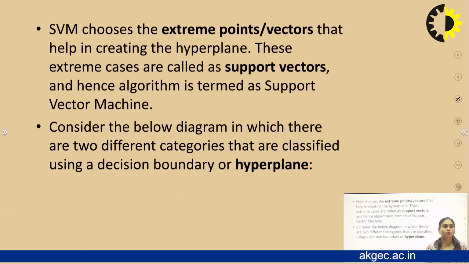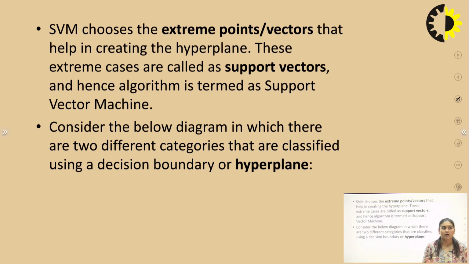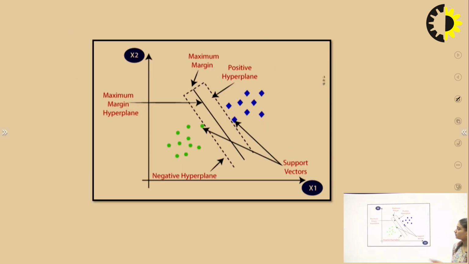Now, how does SVM create the hyperplane? SVM chooses extreme points or vectors that help in creating the hyperplane, and these extreme points or vectors are known as support vectors, as they are supporting or helping in creating the hyperplane, and thus the algorithm is known as support vector machine. Consider this particular diagram, which shows a hyperplane. These are the support vectors.